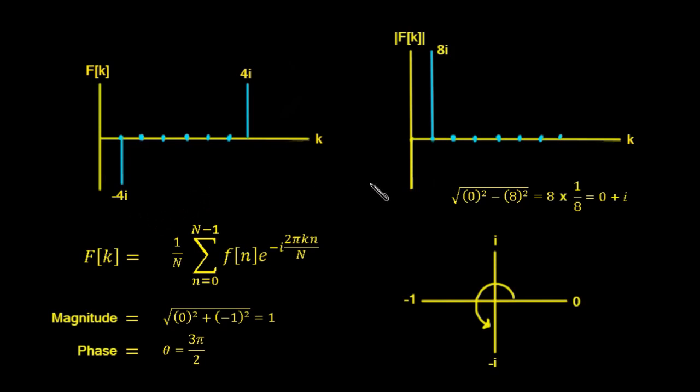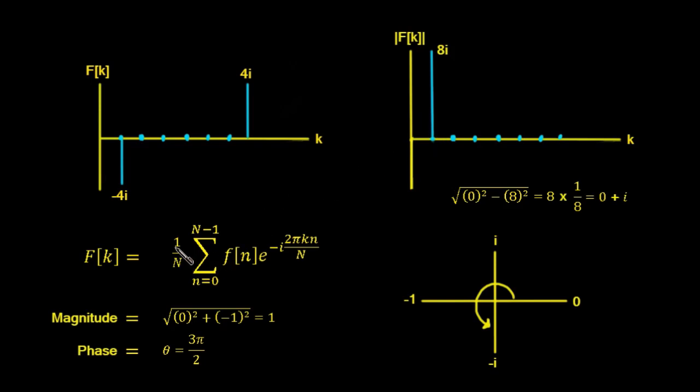And then what we can do is take the magnitude of this. So the magnitude of 0 minus 8i will be the square root of 0 squared plus 8 squared, which would be a value of 8. So then we would end up with this 8 here. But of course, this is too big. It should only be a value of 1.